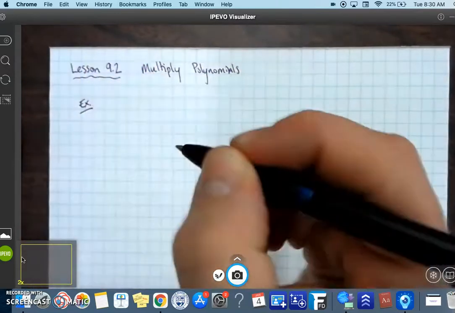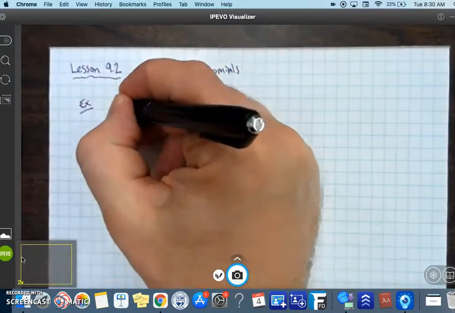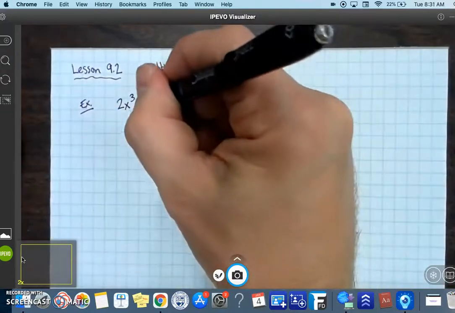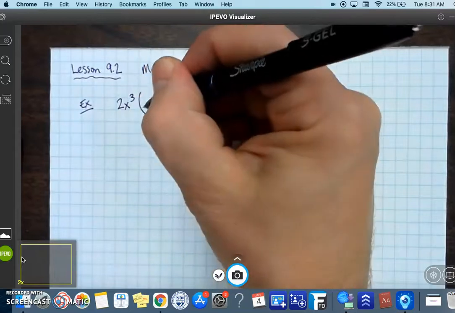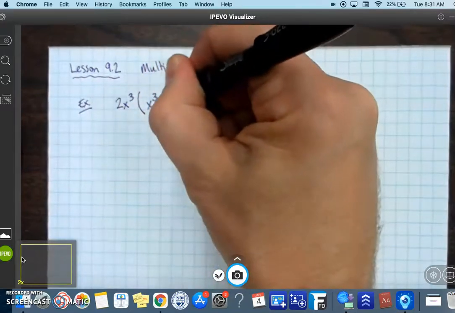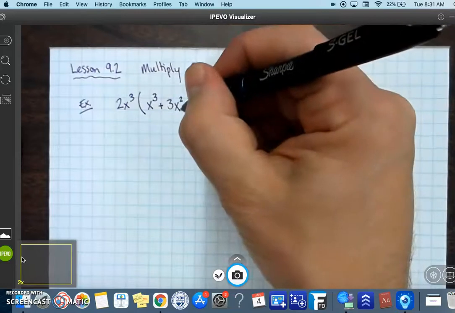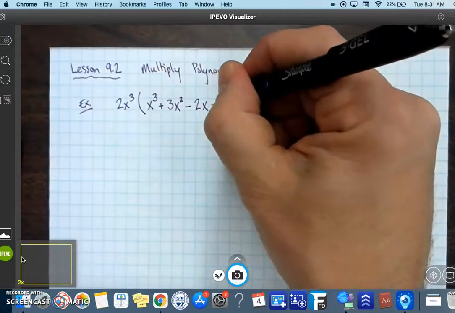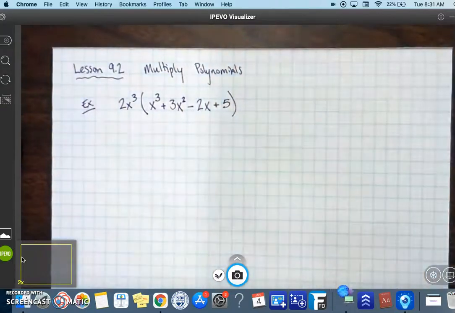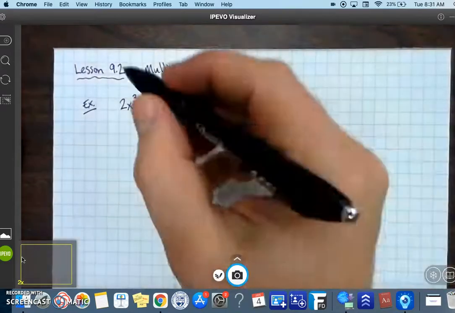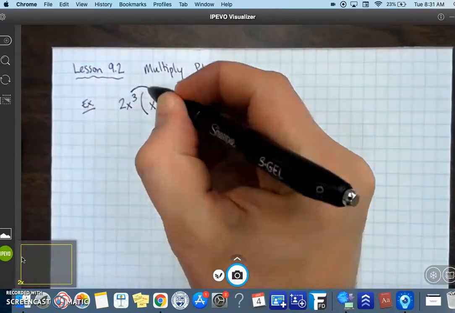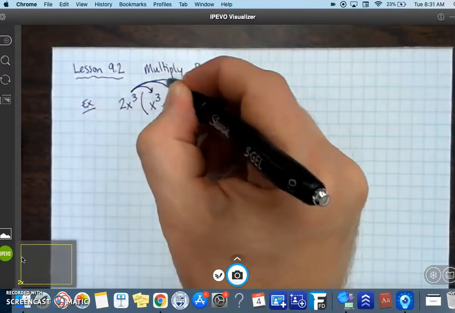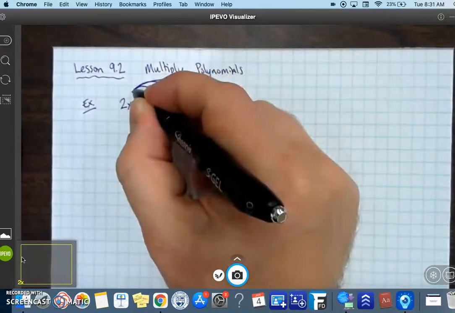So let's start with, say we just have a monomial, 2x to the power of 3, multiplied here to a polynomial. So we have x cubed plus 3x squared minus 2x plus 5. Okay. So, just as we would before, we have to use the distributive property. This is immediately outside the parentheses. So I'm going to have to distribute this 2x cubed to each term in the parentheses.